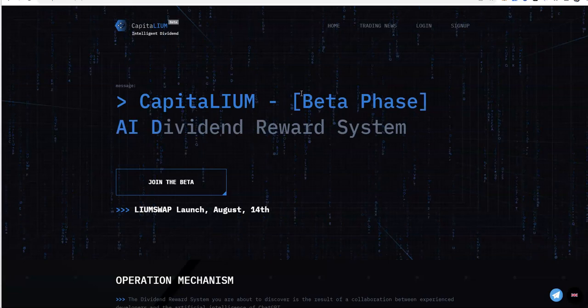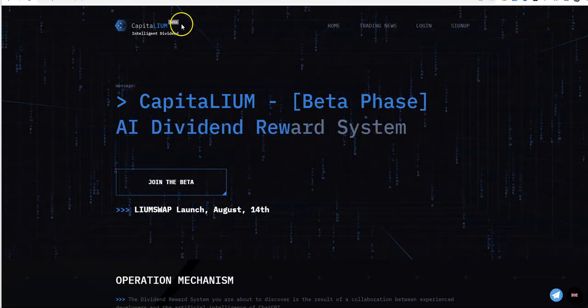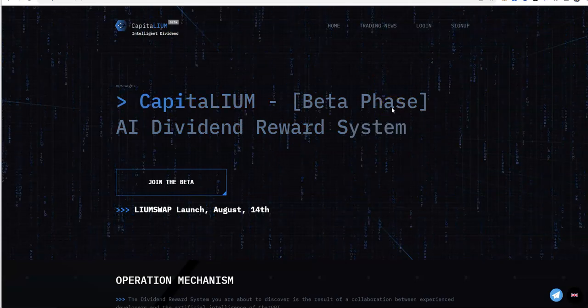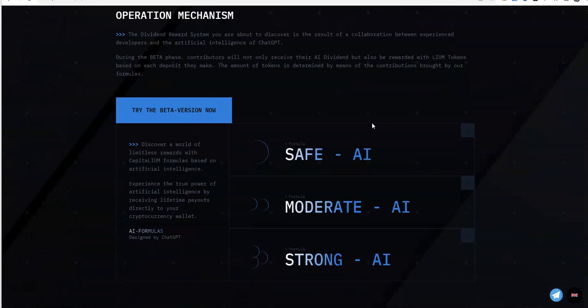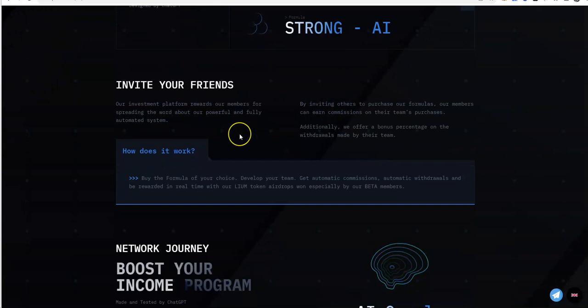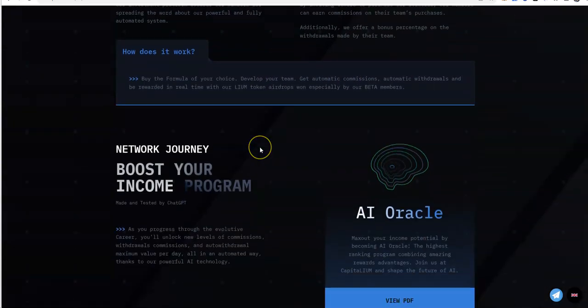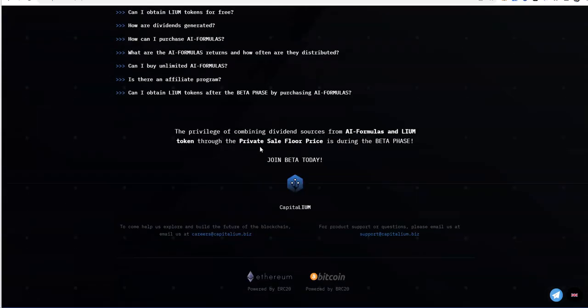All right, so here is CapitaLIUM. Intelligent dividend. It's in beta mode right now, but it won't be for that much longer. So these are the modes of operation that you can go about in terms of utilizing their AI into producing, if you want to call it profit, reward, they call it dividends. But hey, whatever it is, that's where you'll make money. So there's safe AI, moderate, and strong. And of course, they say invite your friends because, you know, sharing is caring, all that stuff. And this is where it's all at right here.